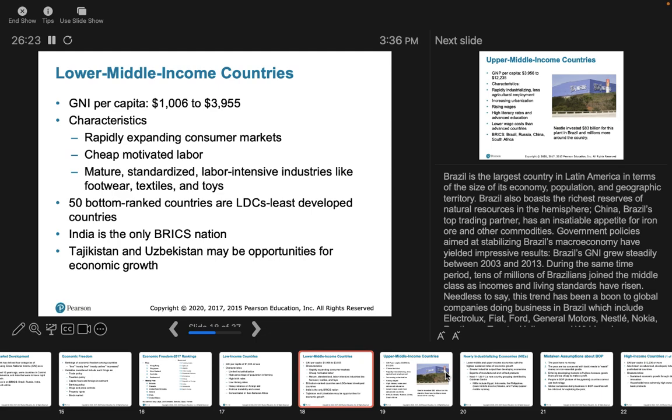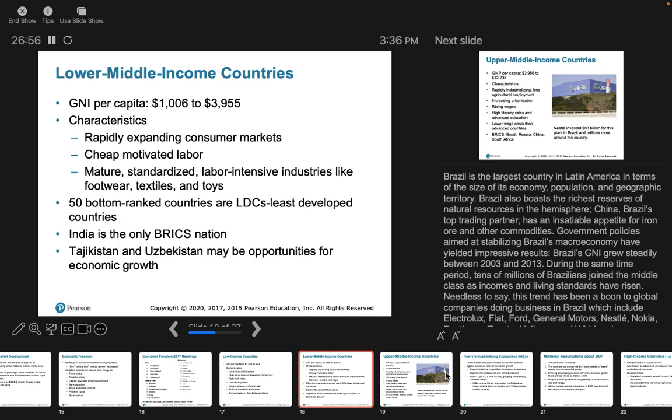Now we're going to look at the lower middle income countries. This is a GNI per capita of 1,006 to 3,955. What are the characteristics of lower middle income countries? They have rapidly expanding consumer markets and cheap, motivated labor. They have mature, standardized, labor intensive industries like footwear, textiles and toys. The 50 bottom ranked countries are LDCs, least developed countries.